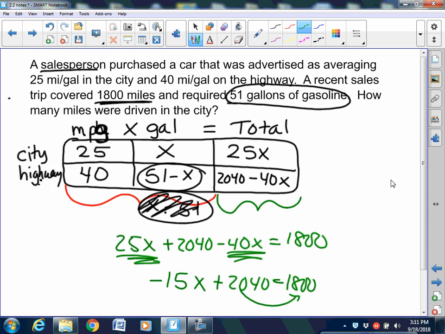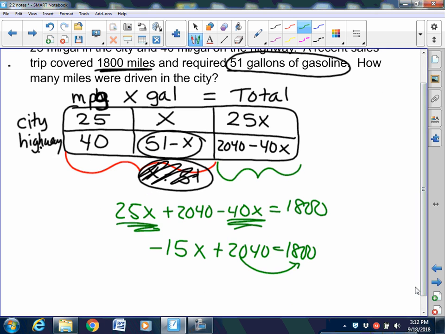So what is 2040 take away 1800? It's 240. 15x equals 240, because two negatives equal a positive, so I cancel it out. 240 divided by 15 is 16. 16 equals what? What is 16 if you look at the chart?